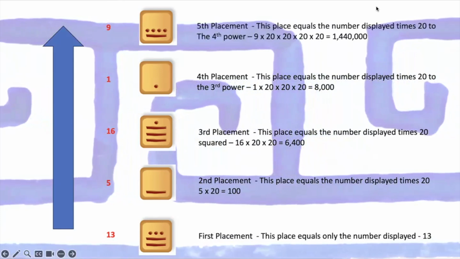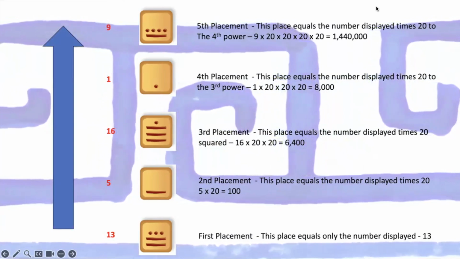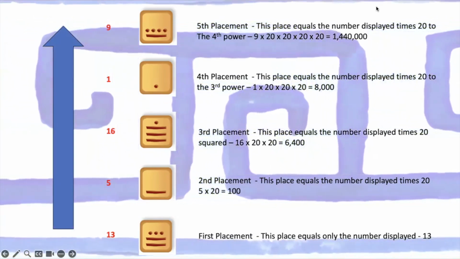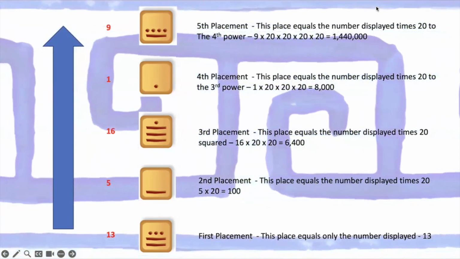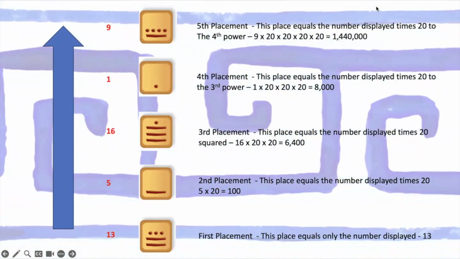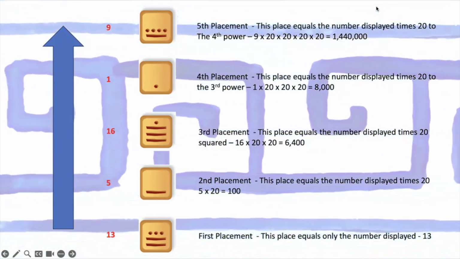And the fifth level equals the number displayed times 20 to the fourth power, or 9 times 20 times 20 times 20 times 20, which equals 1,440,000. Okay, so as you can see, each level has a different function. All right, so let's just get the answer for each level.